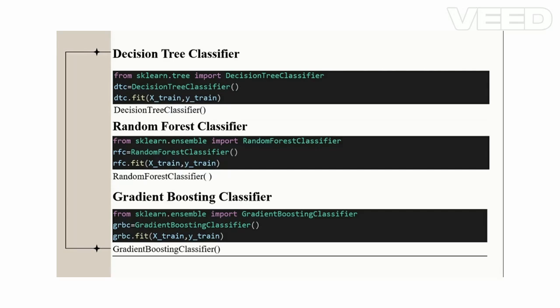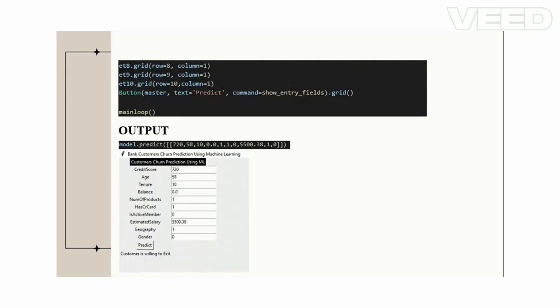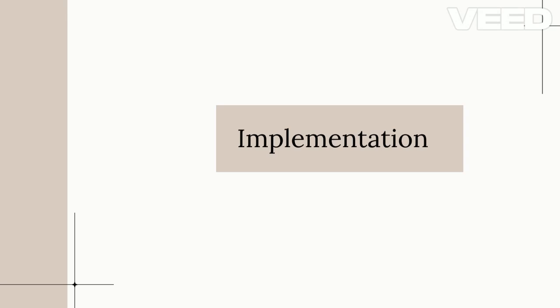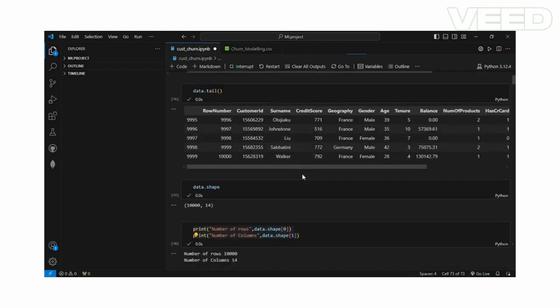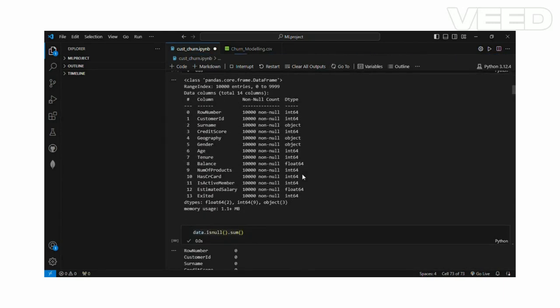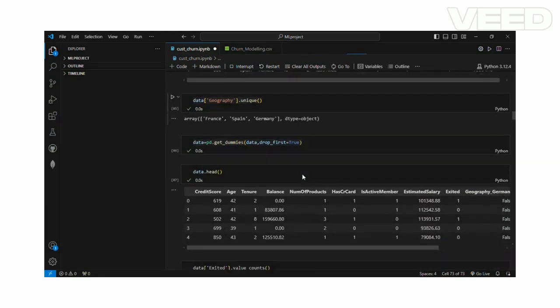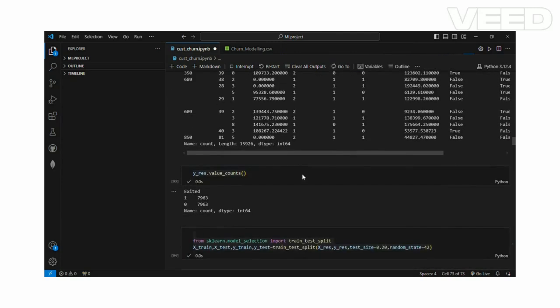The working process includes data collection: customer data from a bank is collected and analyzed. Exploratory data analysis: data is examined to understand patterns and relationships. Data preprocessing: data is cleaned and missing values are handled. Model training and evaluation: models are trained on the training dataset and evaluated on the test dataset. Model deployment: the best performing model is deployed to predict customer churn. Insights and recommendations: based on the model predictions, recommendations are made to reduce customer churn.